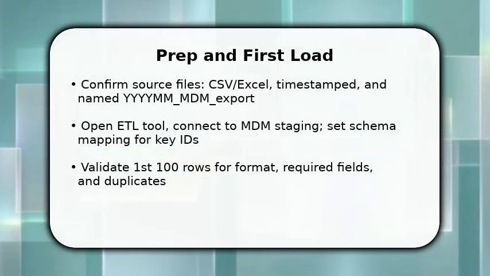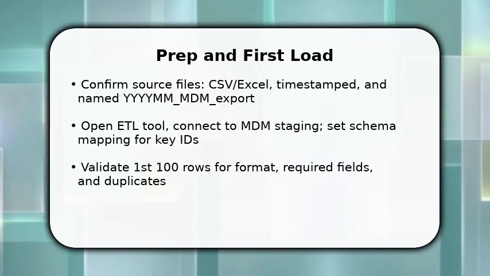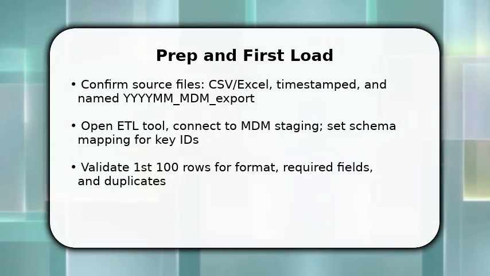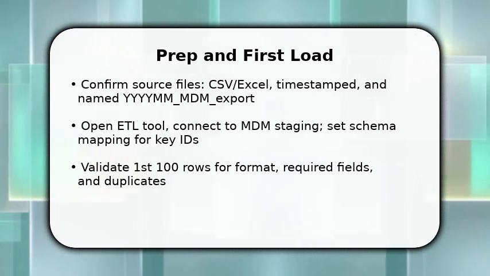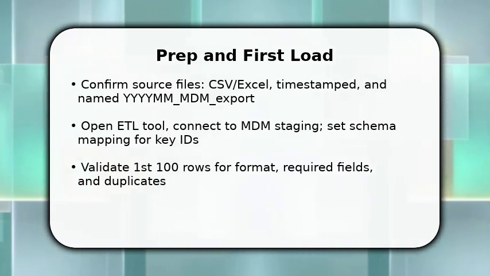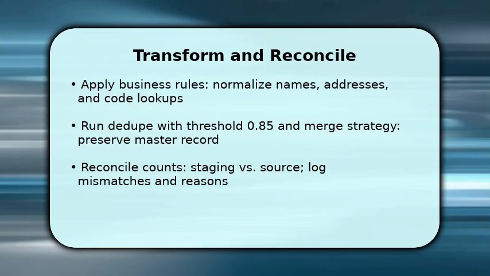This saves rework. If rows fail, flag them and fix the source before continuing, because clean input determines clean monthly output. Once the initial load passes, you apply transforms and reconciliation.